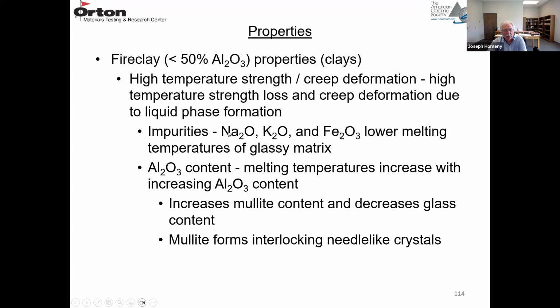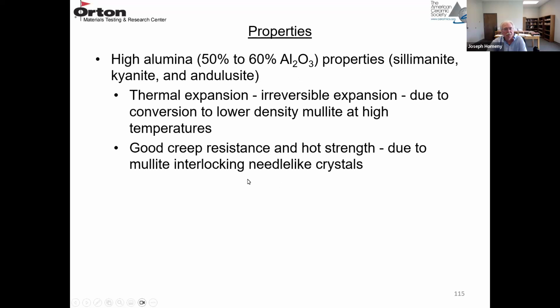Anytime you have impurities, the sodium and potassium alkalis or an iron oxide, that lowers the melting or softening temperature of the glass matrix. And the alumina content, the melting temperatures are going to go the other way as you increase the alumina content. We can see that from the phase diagrams. The more alumina present, the more mullite, the less glass. And again, the nature of the mullite crystals are providing these needle-like structures that give rise to good high temperature properties.